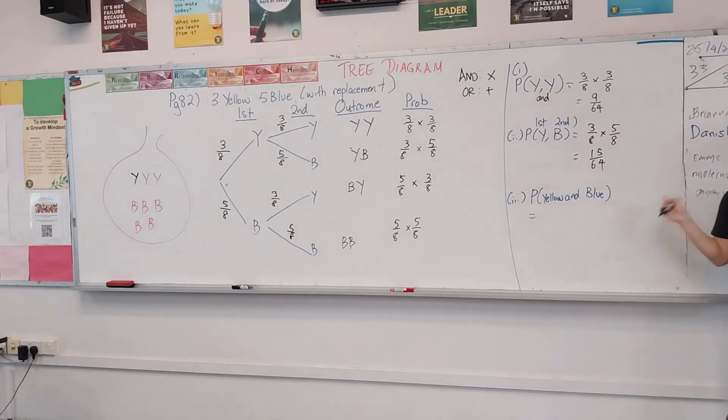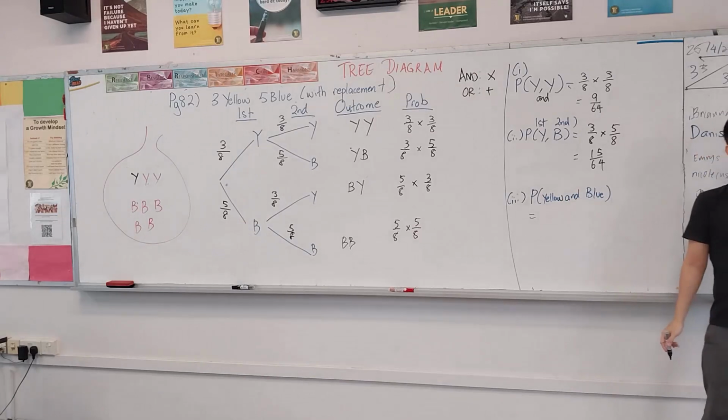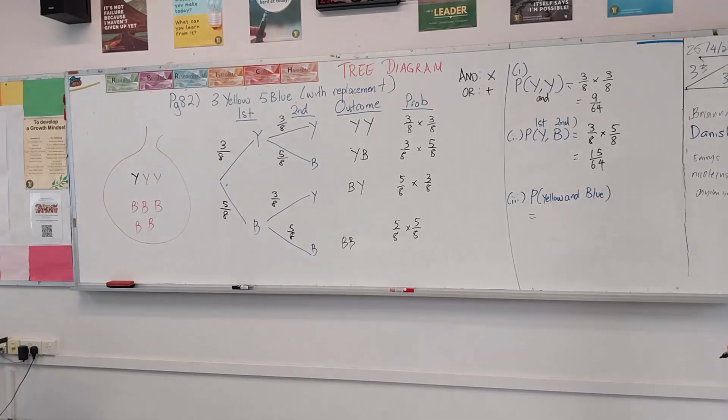Okay, now this is the one that is very common for N-level because this is the most tricky one. They like to set this. I want the probability of getting a yellow and a blue. Which one do I want? Be careful, huh? Which one?